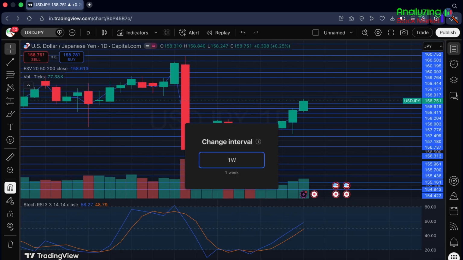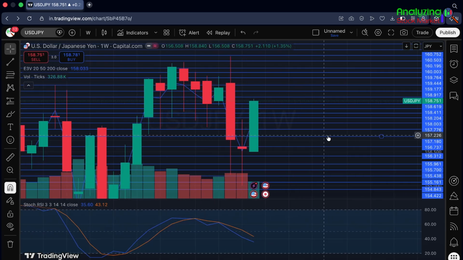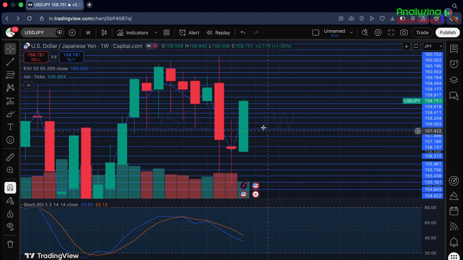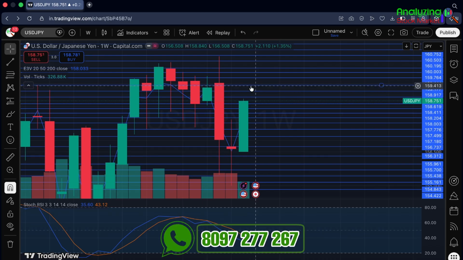So let's open our weekly chart over here. This is a weekly chart. In this weekly chart we can see a good bullish candle with a big body and a small lower wick. The stochastic RSI is around 35-43 levels. There is no wick in this weekly chart, so this is a good bullish momentum for the full week, and we can see a good momentum with a closing above the previous week candle as well.